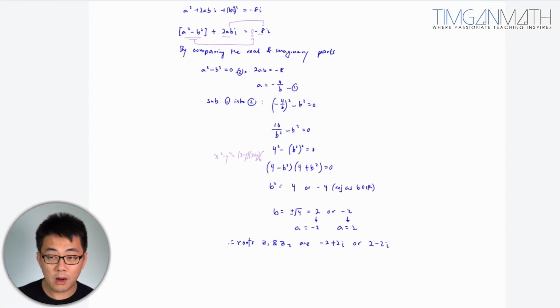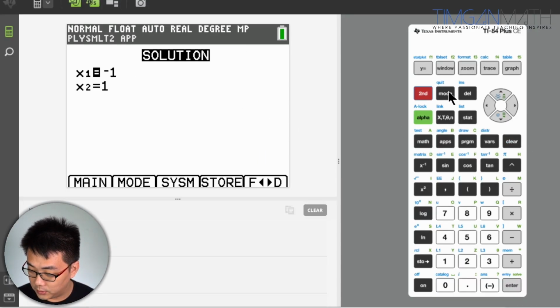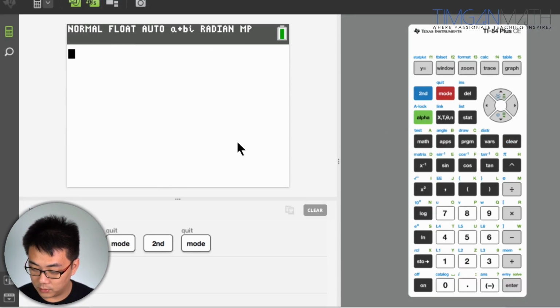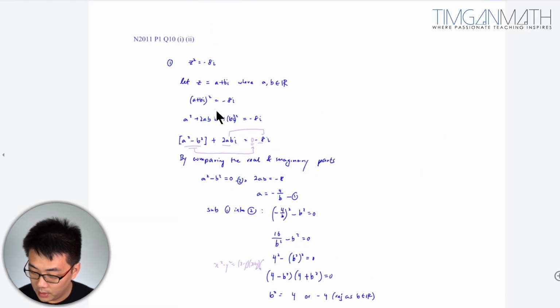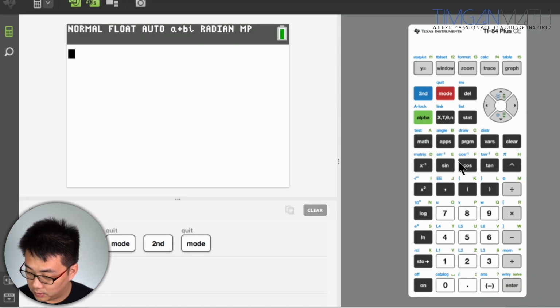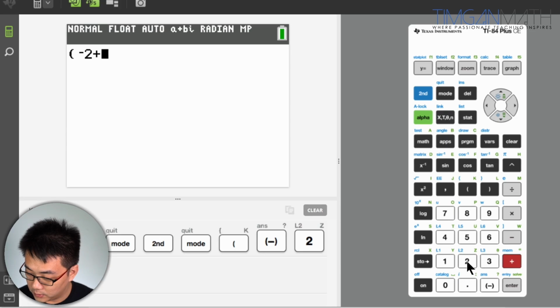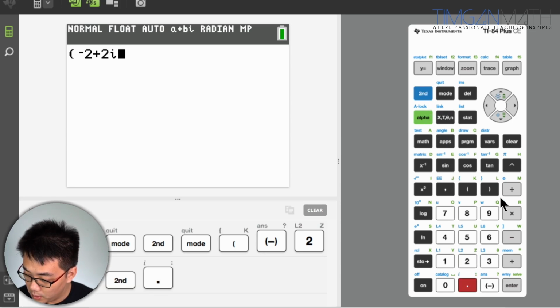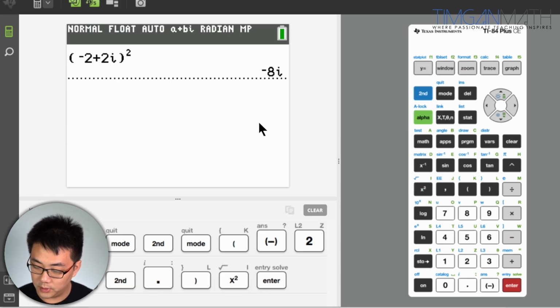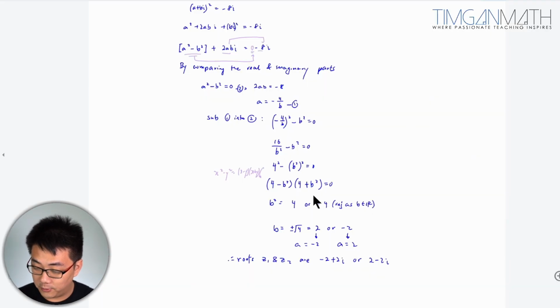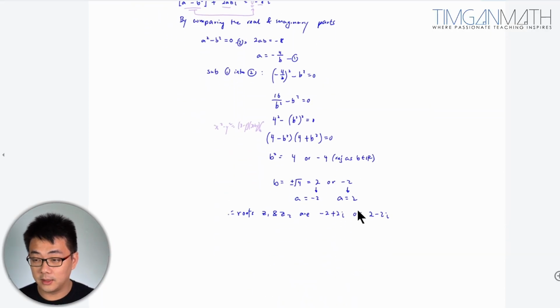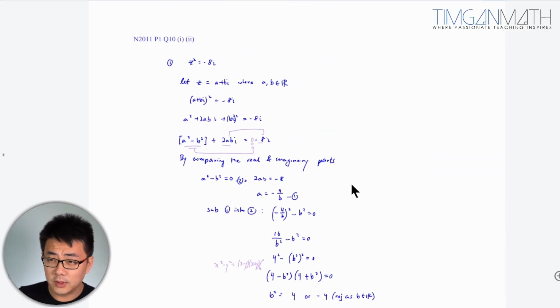Of course, you can use your calculator in the examination to check your answer. This is what I'm doing now, just checking my answer. Square it and you get negative 8i. So I put in negative 2 plus 2i and square it, and this gives you negative 8i. You do the same for the next one and get the answer there. That's how you do the first part.